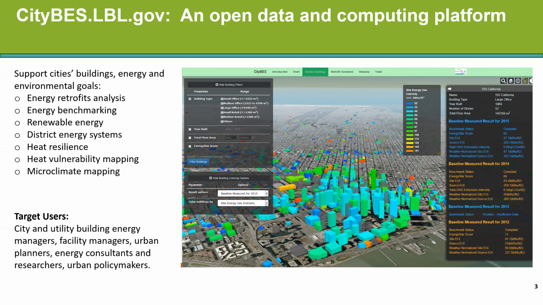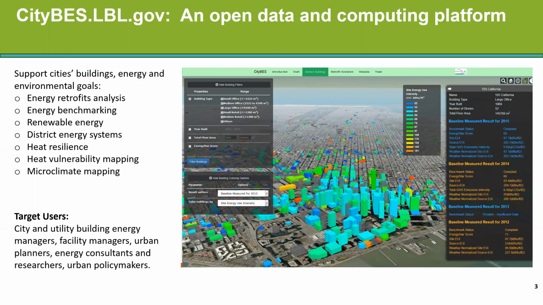It evaluates the potential of renewable energy, like PV. It evaluates whether district energy systems are cost effective for a group of buildings. Recently, we also added a feature to model the heat resilience during a heat wave.